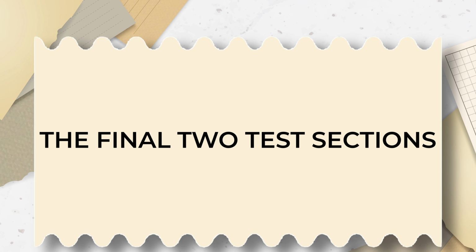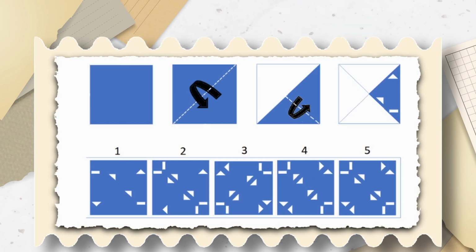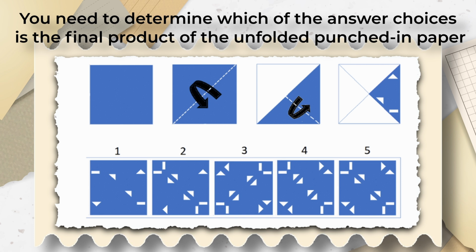Okay, now we move on to the final 2 test sections that measure your spatial ability. The next section after the number series questions is called figure analysis. This question shows a paper folded several times and then punched with holes. The answer choices contain unfolded papers with punched-in holes. You need to determine which of the answer choices is the final product of the unfolded punched-in paper.